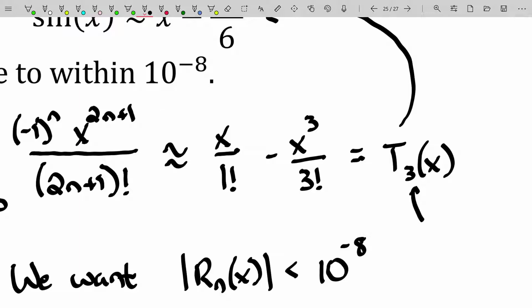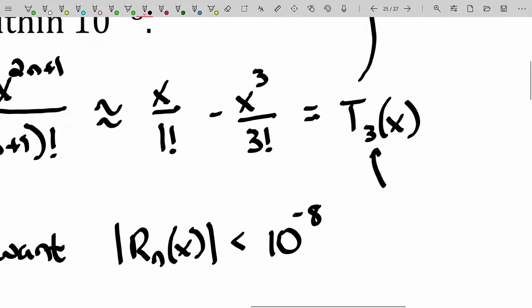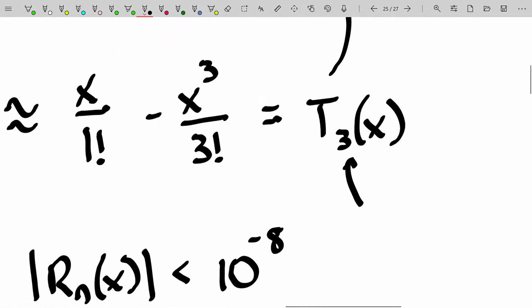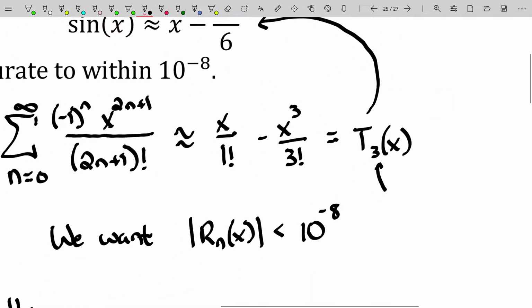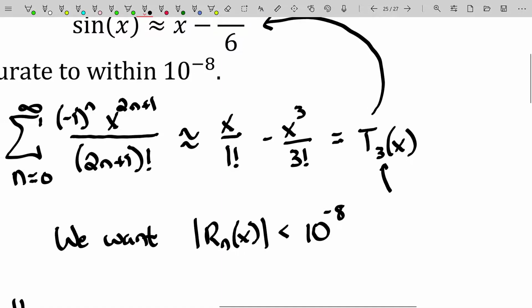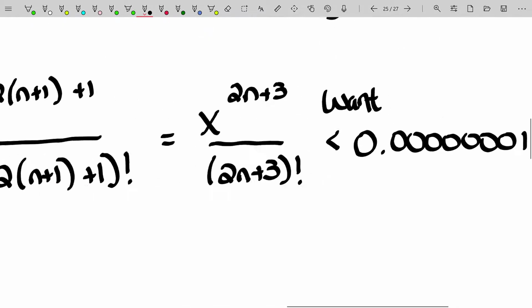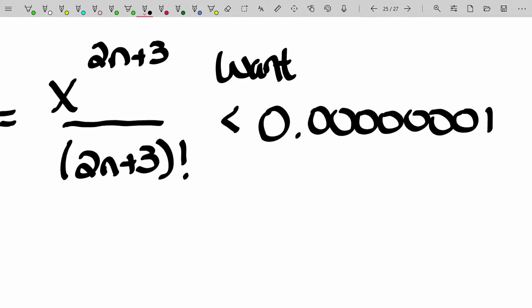However, a lot of people will say that actually the n value is 3 because of the way Taylor polynomials are defined. Sines and cosines skip over powers, so you have to be very careful. Be aware that to get T sub 3 there, you're actually only going to n equals 1. So I'm going to go back down to this, and again, we want to solve this inequality.